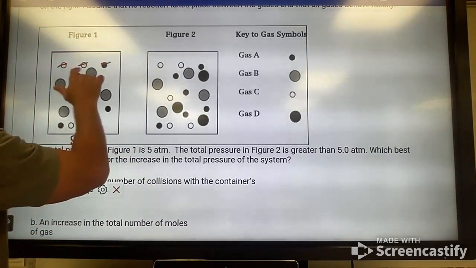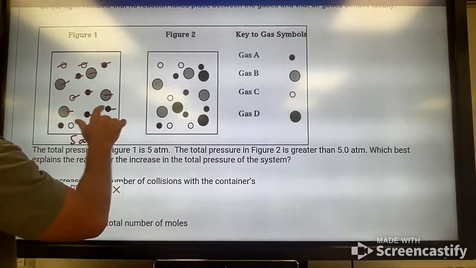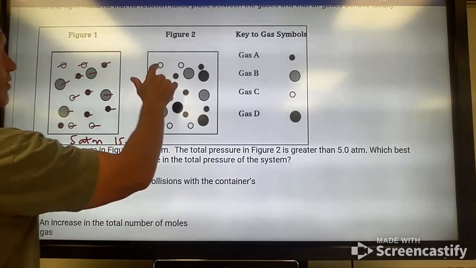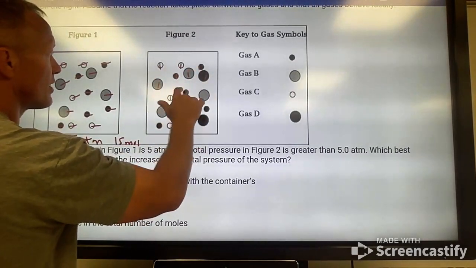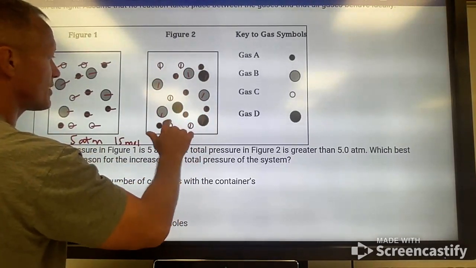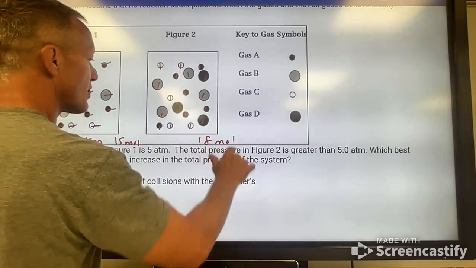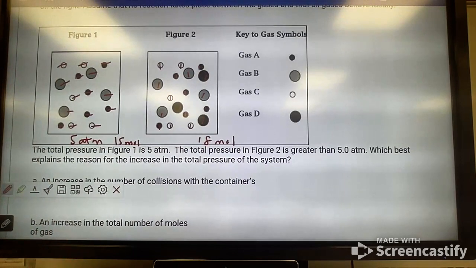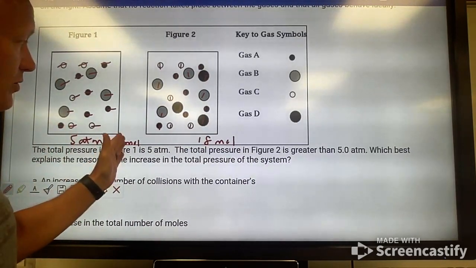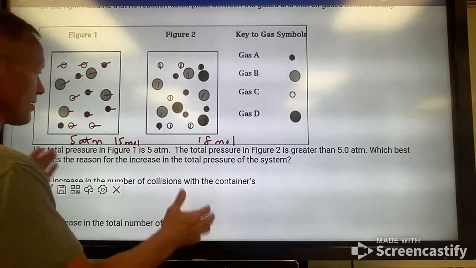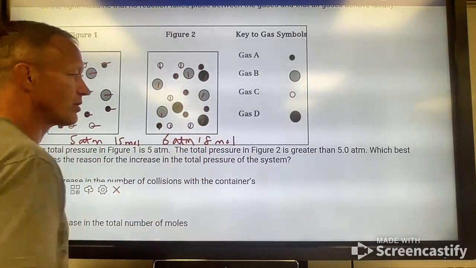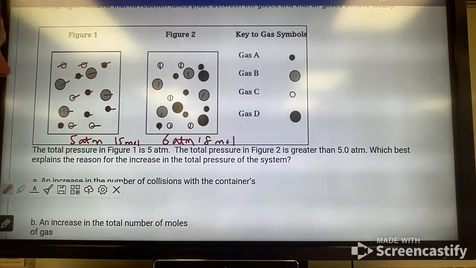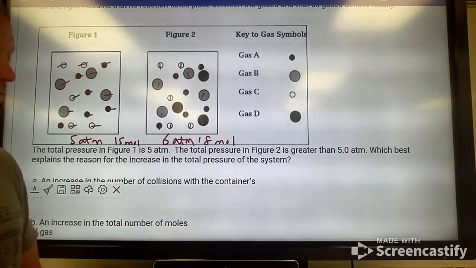We have 1, 2, 3, 4, 5, 6, 7, 8, 9, 10, 11, 12, 13, 14, 15. 15 moles, we'll say, of gas. And over here we have 18 moles of gas. So there's an increase in moles of gas. Let's talk a little bit more about this. If this is 5 atmospheres at 15 moles, 18 moles would be, the same ratio, 6 atmospheres of pressure. The partial pressure of the gases, as long as the number of molecules stay the same of each gas, the partial pressure of each gas would stay the same.